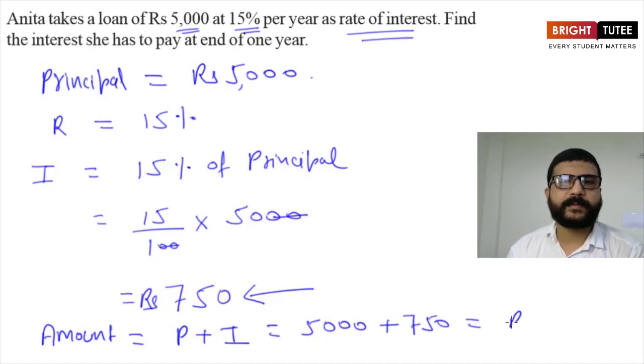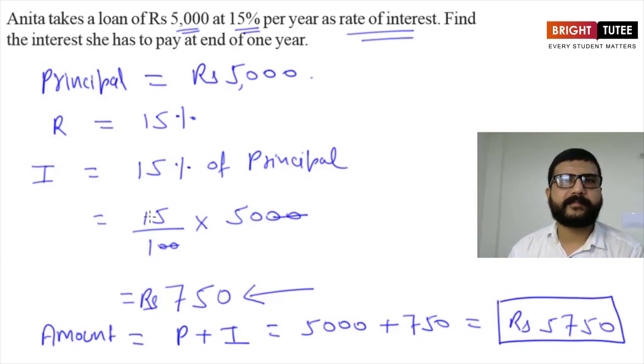Now this is equal to rupees 5,750. This is the amount which has to be paid back, which includes the principal amount, or the amount which she borrowed, and the charge or the interest which was applied on that sum of money.